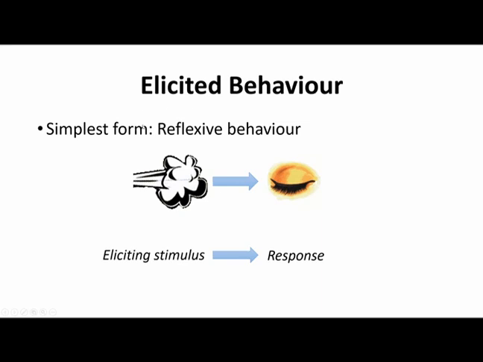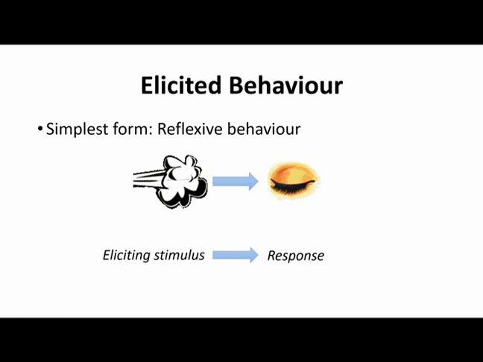But the simplest form, because I said we're starting simple and working our way up, the simplest form even of elicited behavior is something like a reflexive behavior, where we have an eliciting stimulus that causes an innate linked response. So in this example here, we have a puff of air that causes an eye blink response. So if somebody blows air in your eyes, you're going to close your eyes. If you've ever had your eyes checked, if they've done that glaucoma test where they blow a puff of air into your eyes to see how your eye reacts, same exact situation.